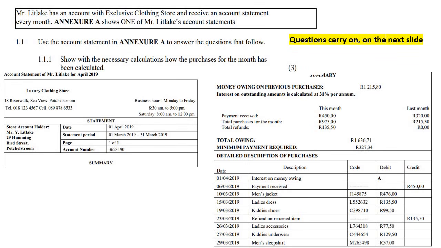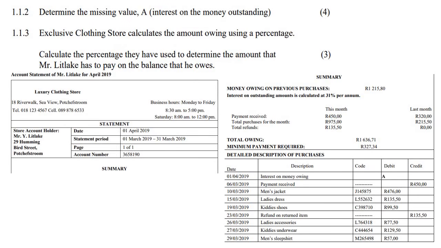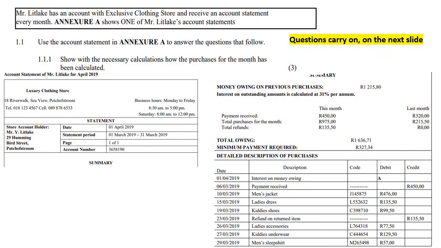So this first question obviously looks a little bit different to what it looks like in the exam paper, because I just had to break it up and try to make it as easy for you to see, and also try to fit everything onto the screen. So the questions will carry on. You can see on the next page here, we've got another few questions.